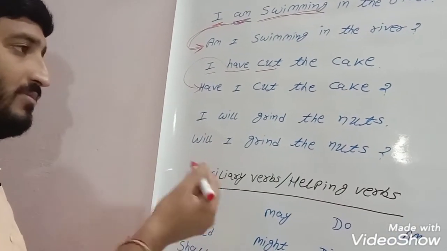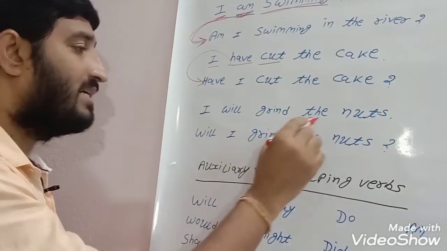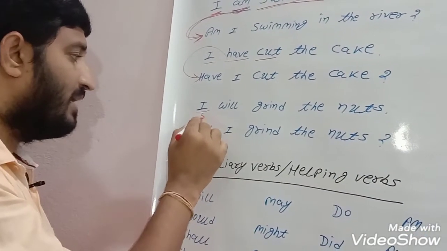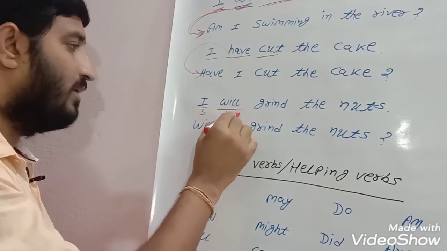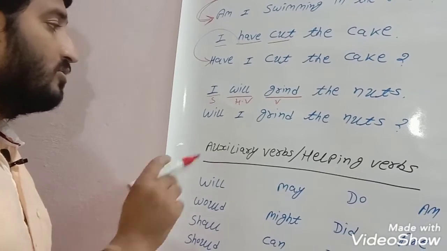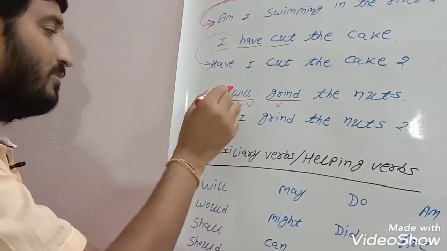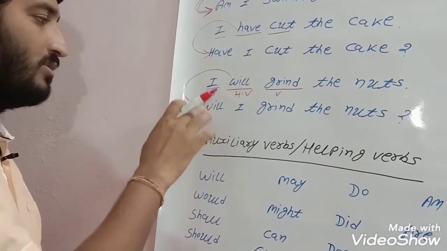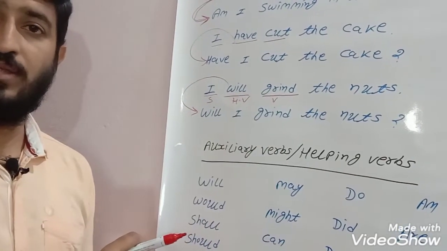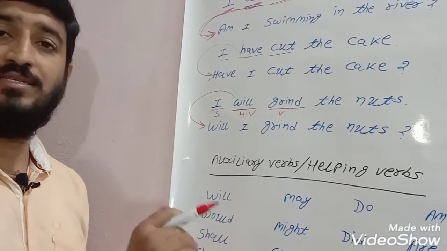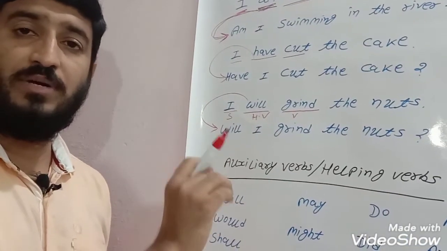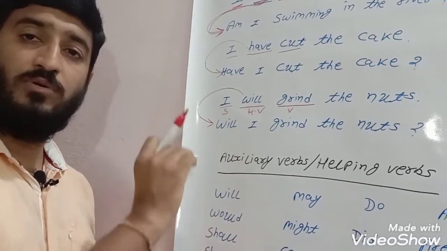Next, let us see one example in future. "I will grind the nuts." In this sentence, the subject is I, helping verb is will, grind is the main verb. So simply we drag and drop. The sentence will become "Will I grind the nuts?" For the rest of the sentences, in any tense, any form, if the helping verb is present, then we have to drag and drop.